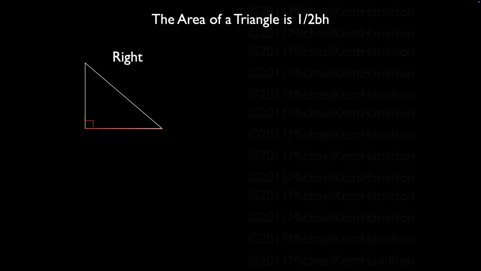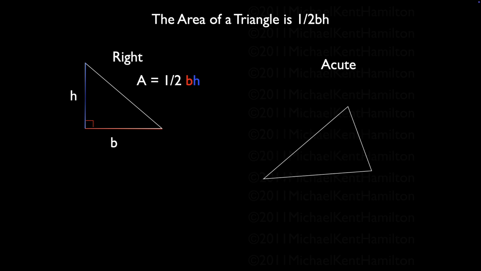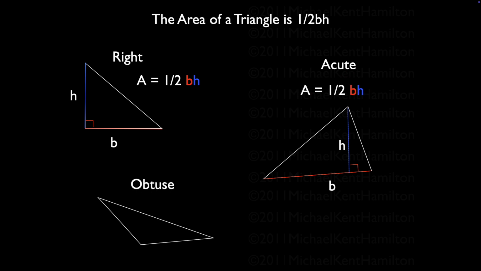Whether a triangle is a right triangle, that is, it has a 90-degree angle, or it is acute, having all angles less than 90, or if it's an obtuse triangle, having an angle greater than 90.